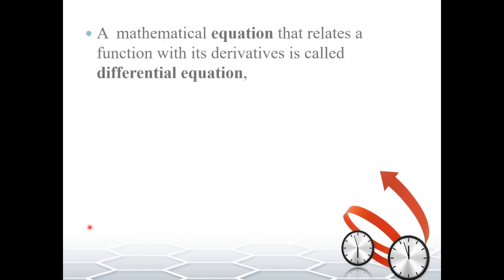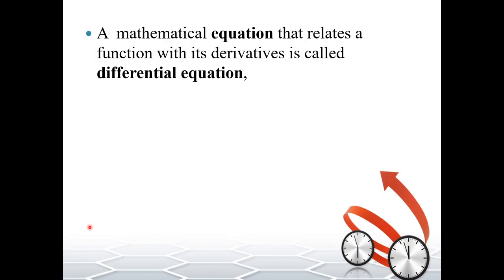Now what does the basic definition tell about the differential equation? A mathematical equation that relates a function and its derivative is called a differential equation. If you split the phrase differential equation, it contains two words. One of them is equation. In mathematics, what is an equation? An equation is that particular expression which contains an equal to sign. And the other word is differential.